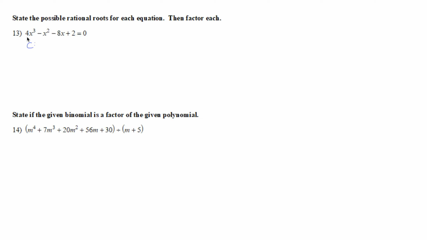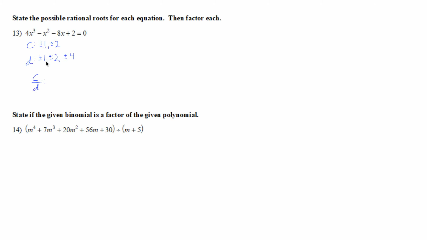So remember C, that's the factors of the constant. So factors of 2 are plus or minus 1 and plus or minus 2. And then D, the values for D come from the factors of the leading coefficient. So plus or minus 1, plus or minus 2, and plus or minus 4. And so we want all possibilities of C over D.